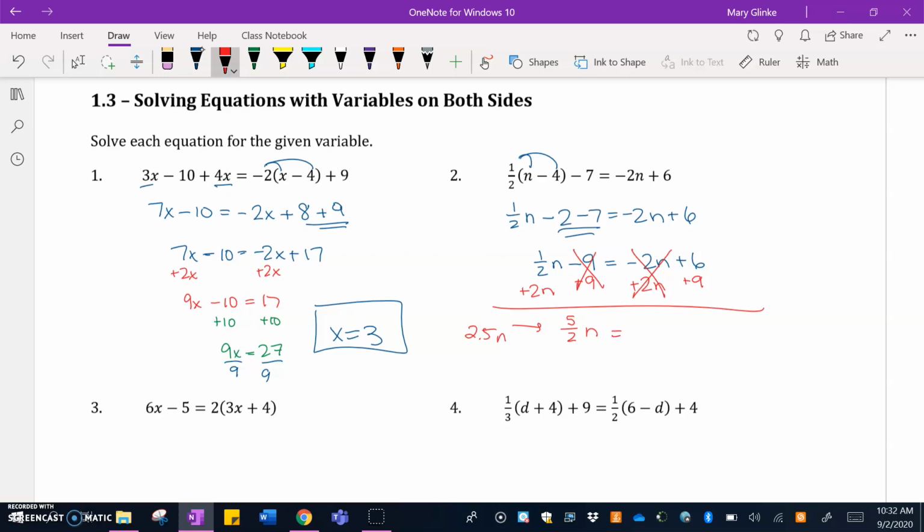So 5/2 n equals 15. Because I wrote mine as 5/2, I'm going to multiply by 2/5, which is the reciprocal. And I get n equals 30 over 5, which is 6. If you wrote 2.5n, you would divide both sides by 2.5.